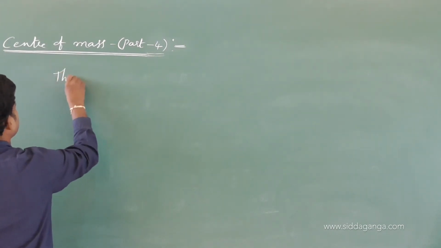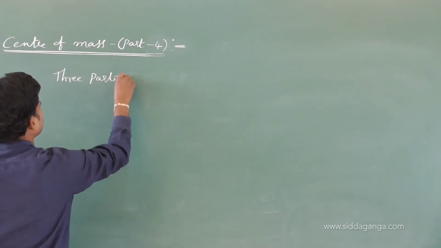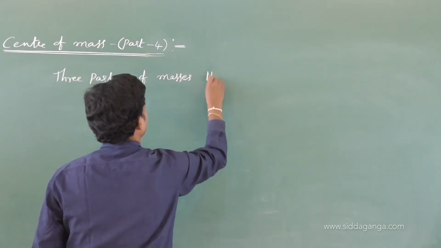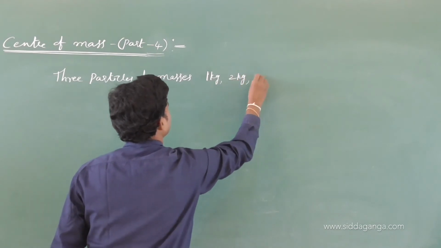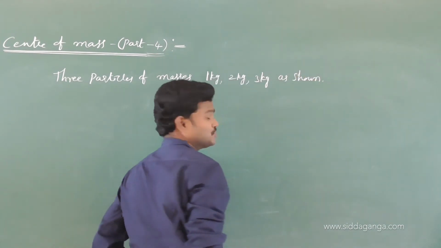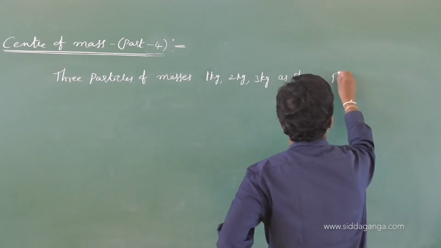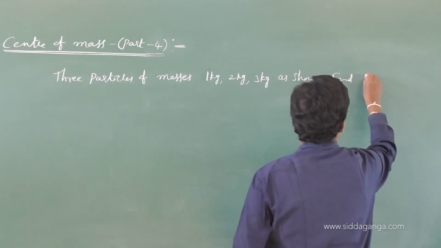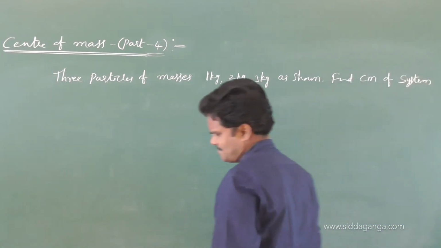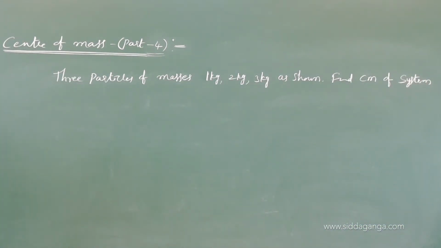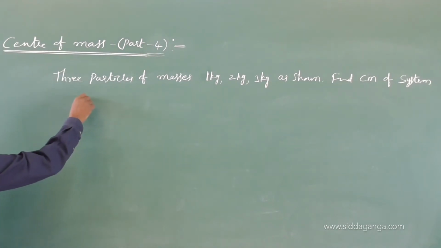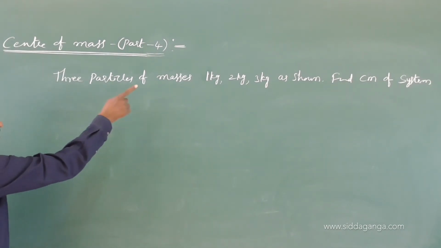Three particles of masses 1 kg, 2 kg, 3 kg as shown. Then find the center of mass of the system. So three particles of masses 1 kg, 2 kg, 3 kg as shown. See, they gave the diagram like this. Okay, they gave the data, but I have written it in a shortcut way.